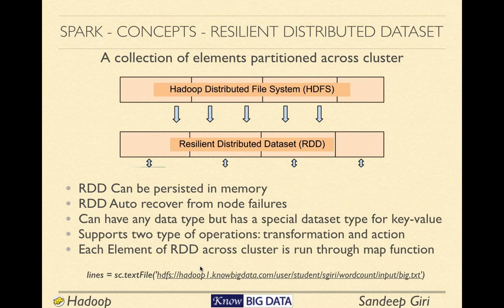Every RDD supports two kinds of operations. One is categorized as transformations and the other as actions. We will talk about these two in a minute. Every element of an RDD across the cluster is run through the transformation, and an example of a transformation is a map function. We'll talk about this in the next slide.